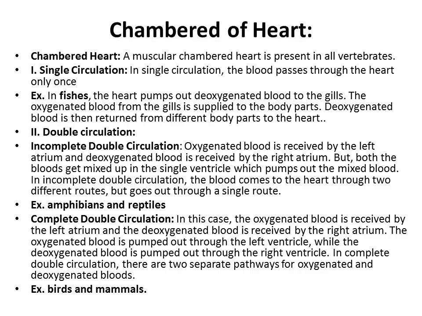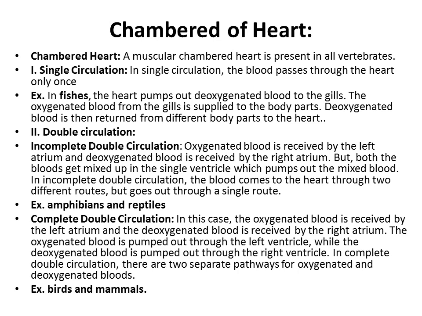Then in double circulation, first is incomplete double circulation. Oxygenated blood is received by the left atrium and deoxygenated blood is received by the right atrium. But both bloods get mixed in the single ventricle, which pumps out the mixed blood. In incomplete double circulation, the blood comes to the heart through two different routes but goes out through a single route, so it is called incomplete double circulation. For example, amphibians and reptiles.